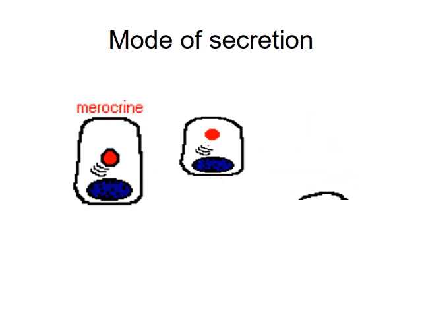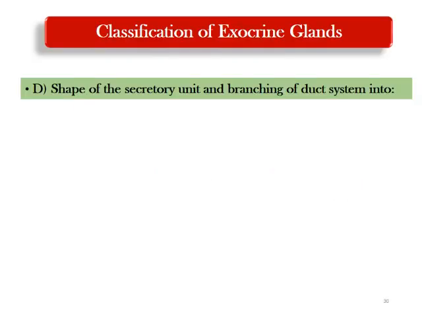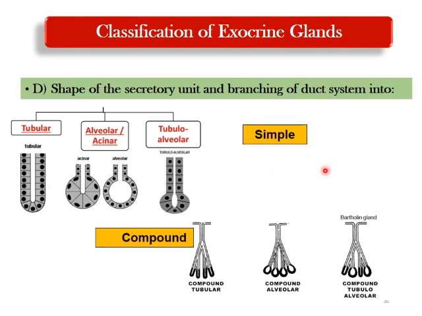this is the holocrine secretion. Then according to the shape of the secretory unit and branching of the duct system, if the duct system is non-branched or a single duct, we call this type of gland a simple gland. But if the duct system is branched, we call it a compound gland.